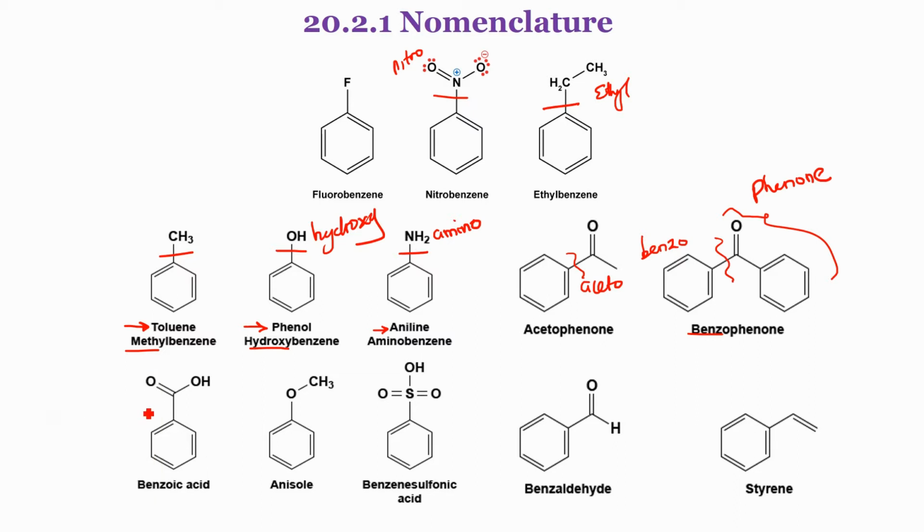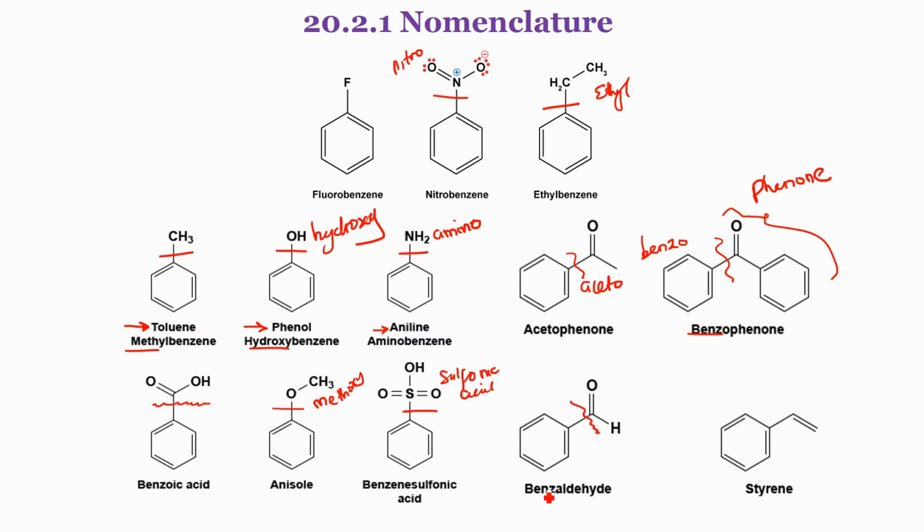And benzoic acid, for those who took or are taking Chem 261 or will take C-Lab 263, the first experiment you'll work on is reacting benzoic acid with a base. So that's benzoic acid, and then this is methoxybenzene, but we just simply call it anisole. And then of course that's a sulfonic acid part.